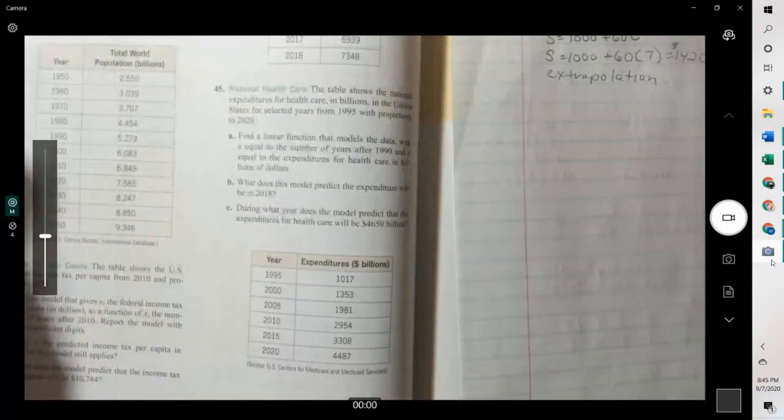Okay, then the other values, let me enter them real quick: 1017, 1353, 1981, $13.53, $29.54, $33.08, and $44.87. Okay, round all this time.